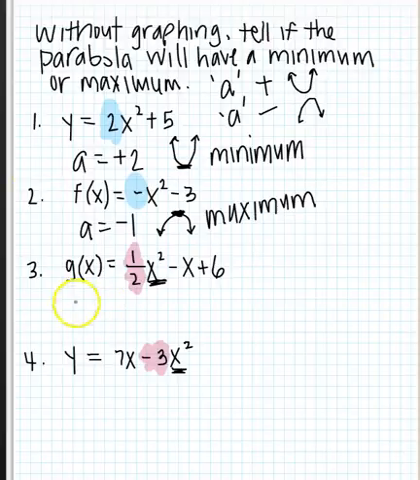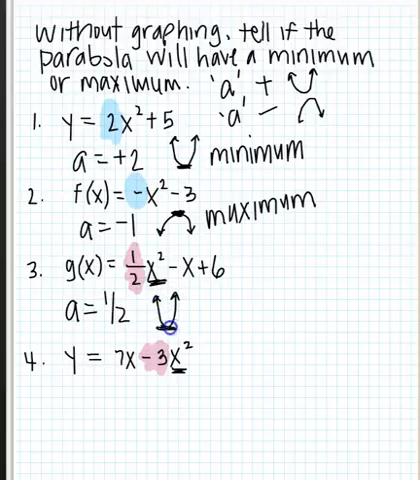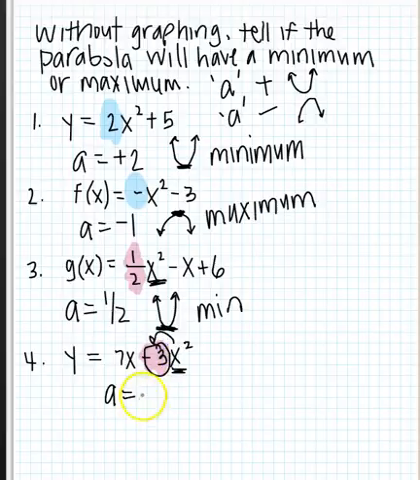Because the a term in number 3 is 1/2, I know it's a positive a, so that means it opens up. And then the vertex is at the bottom of the graph, so this is going to be a minimum. The a term here is in front of the x squared. Since the x squared is here, that whole thing is my a term. So that's a negative 3. Because it's negative, it opens downward. You know that's going to create a maximum. The vertex will be at a maximum.